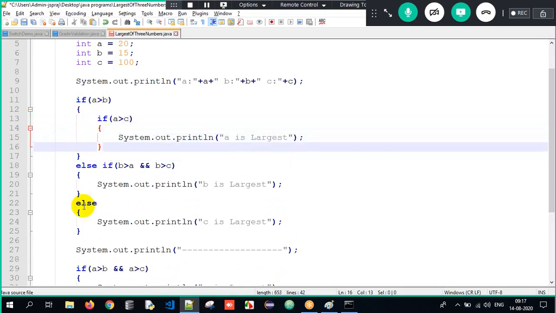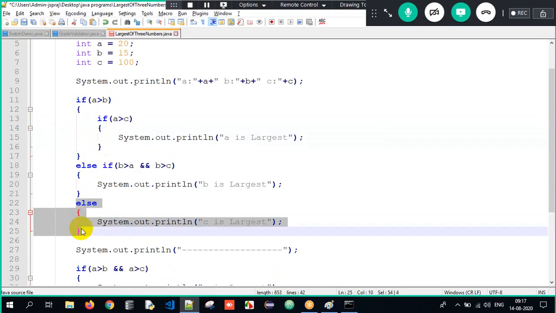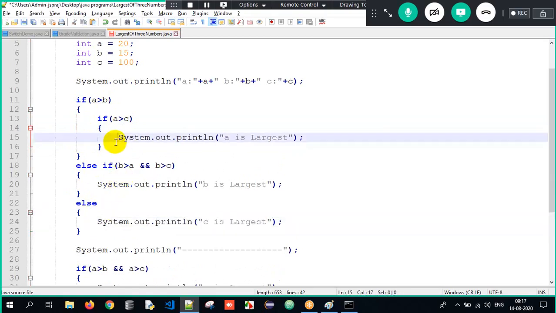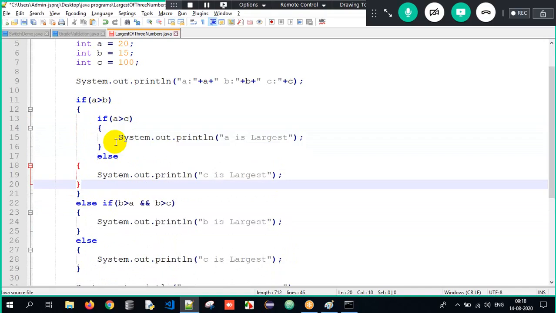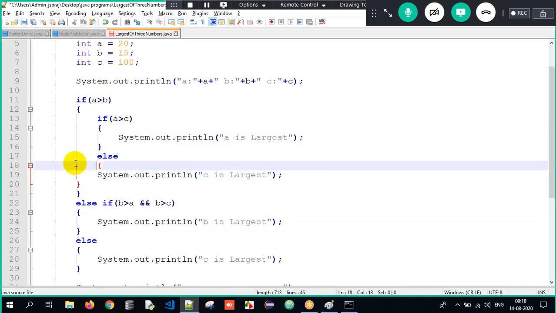Okay, the competition is between these two people. If not, who will get executed? Who will get executed? The else block. Else, who will get it? C is largest. Okay, now, sir, how, sir? Can you explain it, sir?